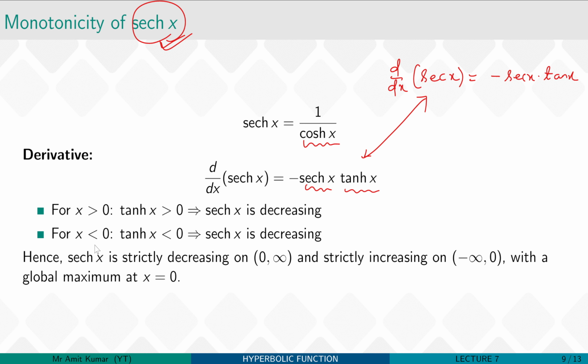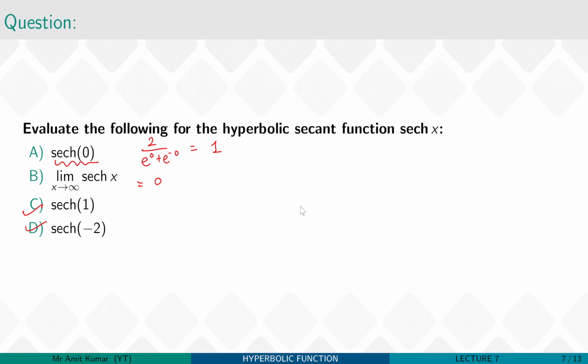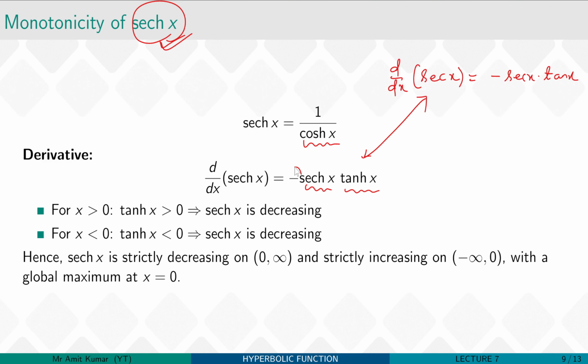Look at one thing. Here is a negative sign. Okay, here is a negative sign. But here is the derivative. The derivative of sech x is equal to minus sech x tanh x.